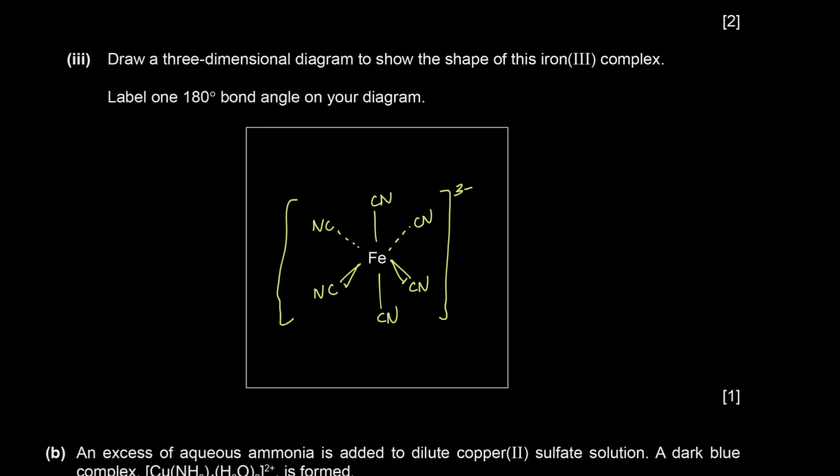Okay, in the previous part we also had to label 180-degree bond angle. So over here that's what the label would look like. Right, this is what the label would look like. Okay, just show a bond angle between two opposite ligands.